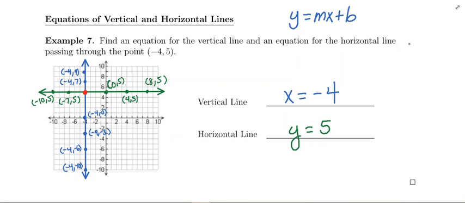So like I said, if you are trying to write down the equation of a vertical line or the equation of a horizontal line, your best bet is drawing a picture. Draw the line out, look at various points on the line and see what they have in common. And that commonality is the equation that you're looking for.